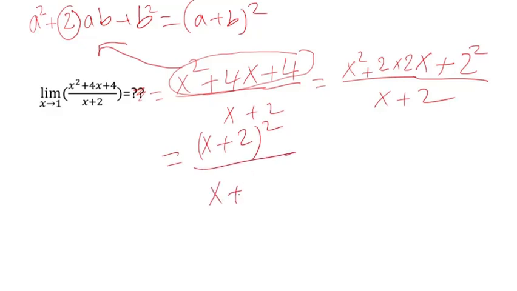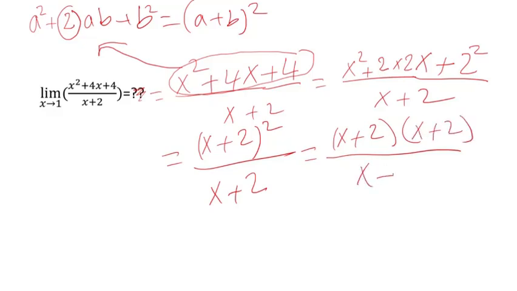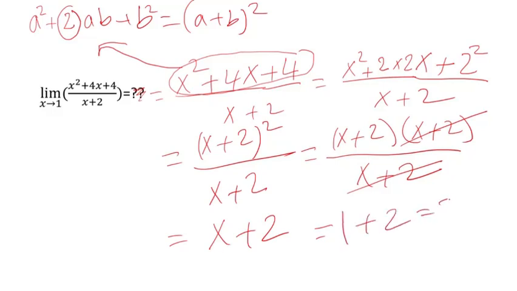So again, that's where those remarkable identities come in very handy. So x plus 2 quantity squared is the same as x plus 2 times x plus 2, divided by x plus 2. So I can simplify. So this is just x plus 2. Then just replace x with 1, which gives 3. Notice in this case, I had to evaluate this limit as x approaches 1.